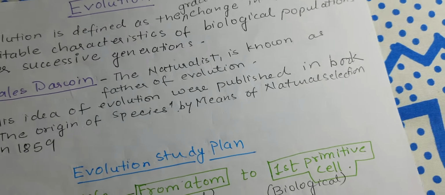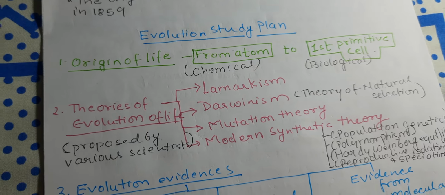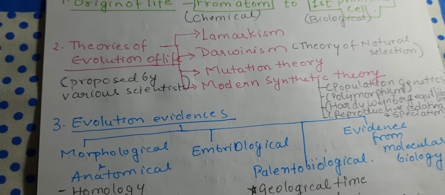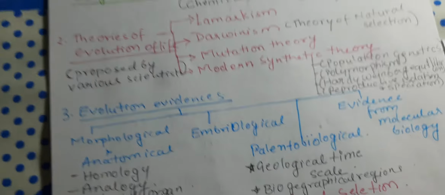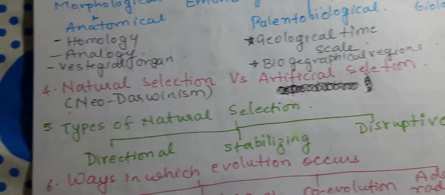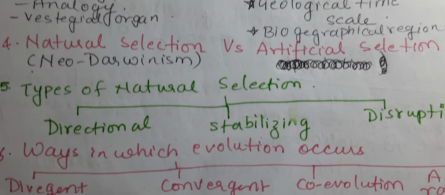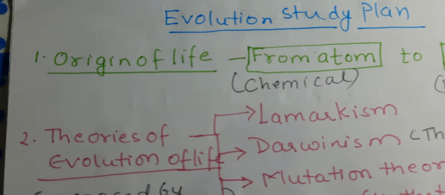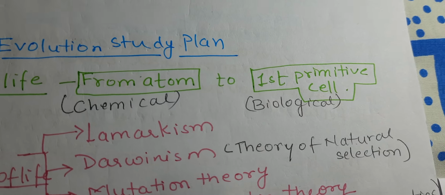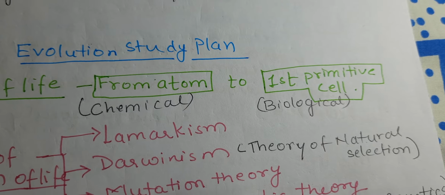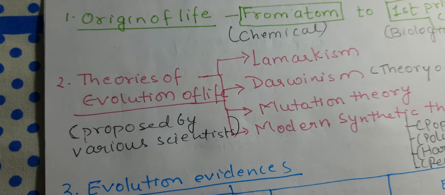So, what all things are we going to study about the evolution? We'll be studying about the origin of life, the various theories on evolution, various evidences, the study of evolutionary evidences, and then we'll be talking about how different theories are involved in it. So, in the origin of life, we'll be talking about how from the atom the first primitive cell formed. That is, from the chemical, the evolution is toward the biological side.